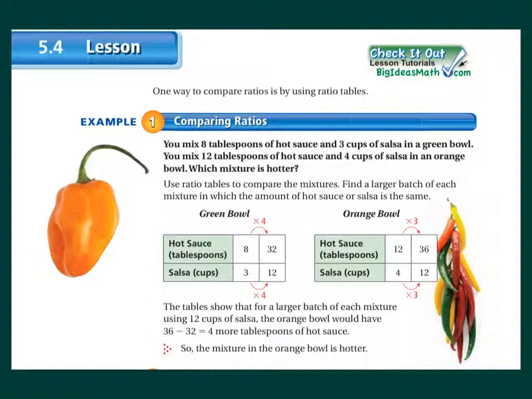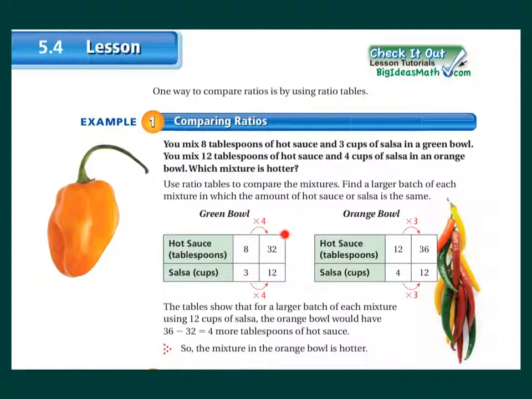In example 1, it says you mix 8 tablespoons of hot sauce and 3 cups of salsa in a green bowl. And then it says you mix 12 tablespoons of hot sauce and 4 cups of salsa in an orange bowl. It says which mixture is hotter. What we want to do is look at what the number is that gets us down to our unit rate to see which one is bigger.